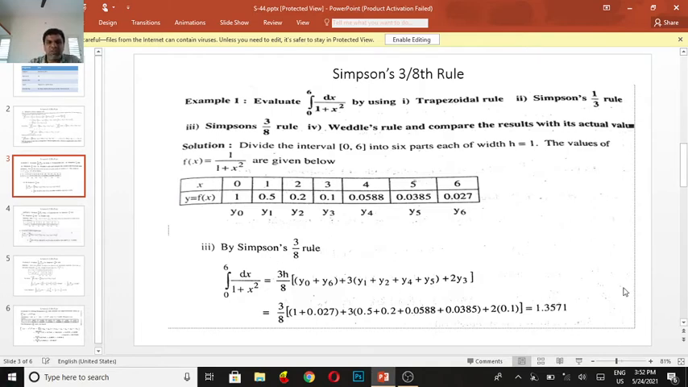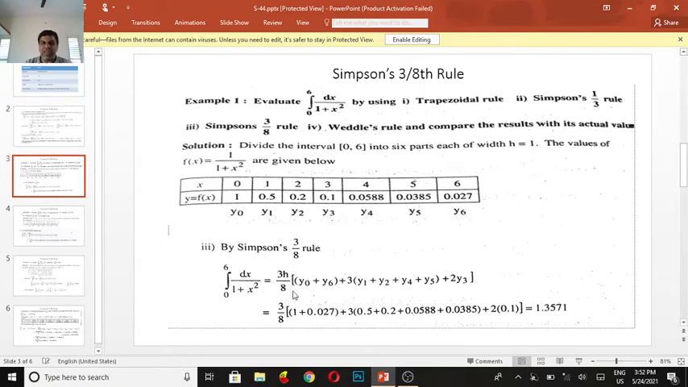The formula: integral from 0 to 6 of dx by 1 plus x square. Substituting the formula, 3h by 8 of y0 plus y6 plus 3 times of y1 plus y2 plus y4 plus y5 plus 2 times of y3. In the sixth term, the only multiple of 3 is 3, there is no 6, so first and last term. So this is the formula.